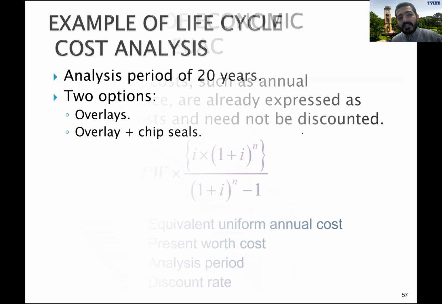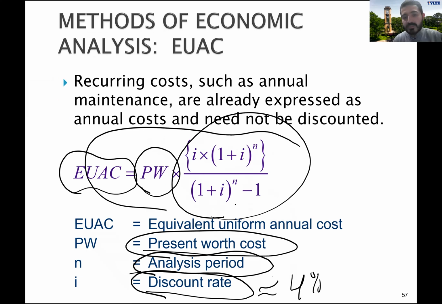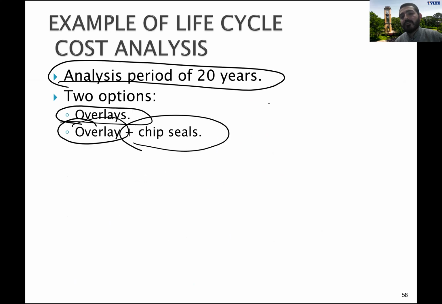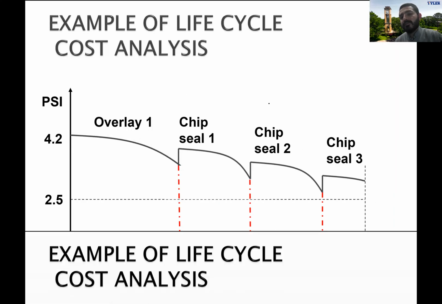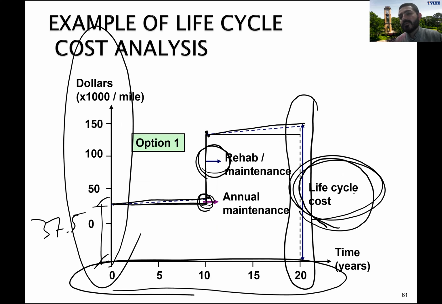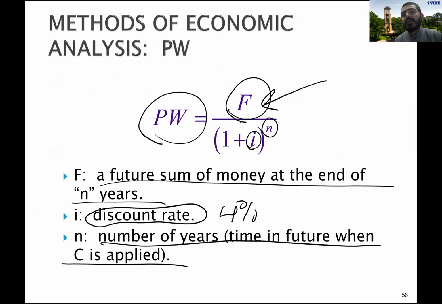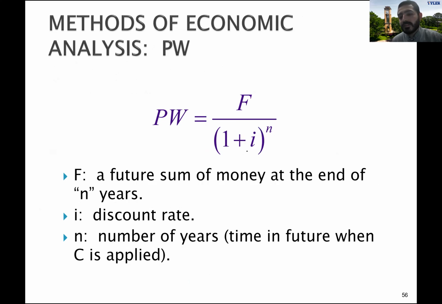First, as I said, we apply the PW equation. F is the future sum of money at the end of n years. That's why we need to go through all the numbers to get that future cost. Once you have this number, it's easy. You go back to the equation: you have this F, you know your number of years, which is 20 years in this case, and the i, which is the discount rate. This is how you get the PW using this schematic.